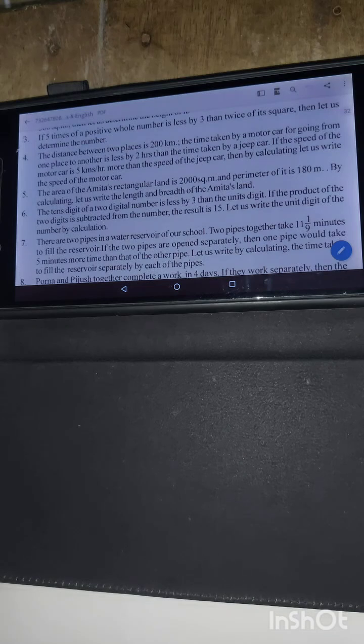I was teaching you quadratic equations with one variable from the book Ganit Prakash of class 10 West Bengal Board of Secondary Education.